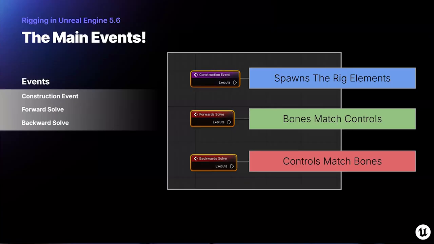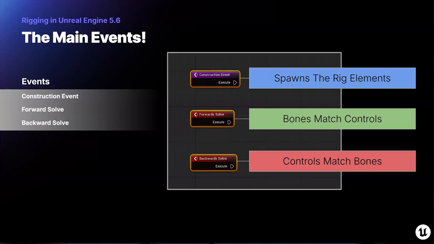And then you have the reverse of this in the backward solve, and that's where your bones control the controls. They define where the controls should be. Now, the backward solve is run on a few occasions. One of them is in sequencer. If you bake to control rig, it will use the backward solve to do that bake. So if you're bringing in bone animation into sequencer and you want to bake that motion to a control rig, you could do that, and it uses the backward solve to calculate and solve that.